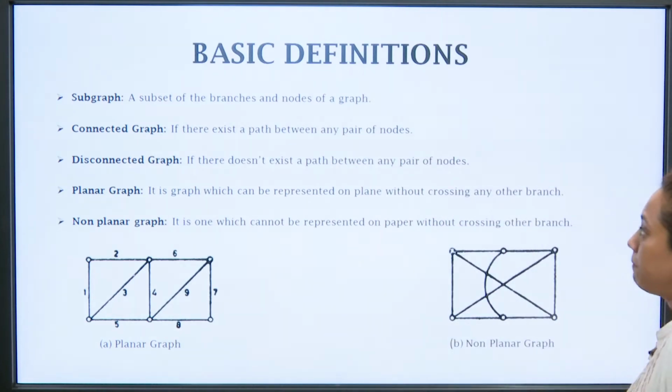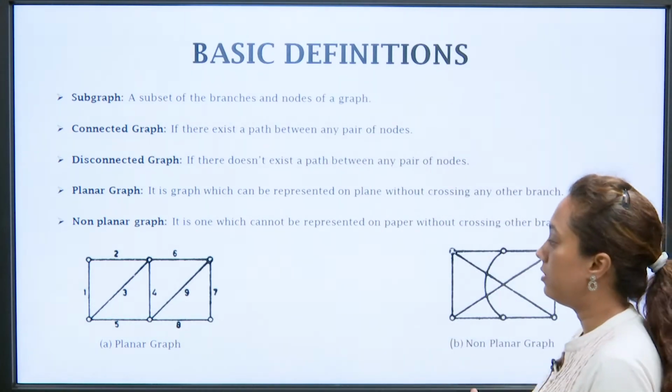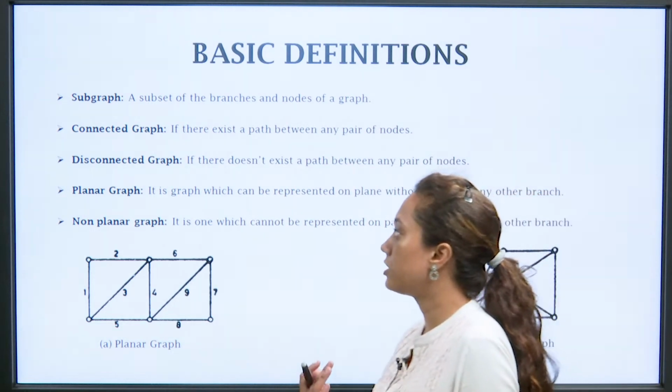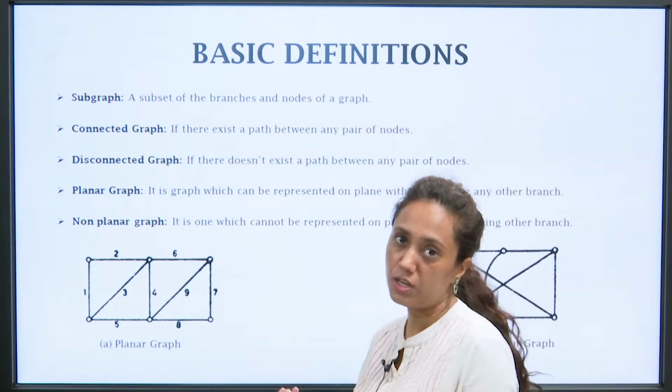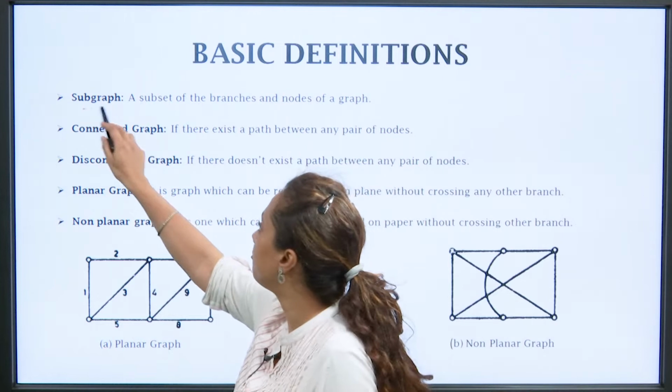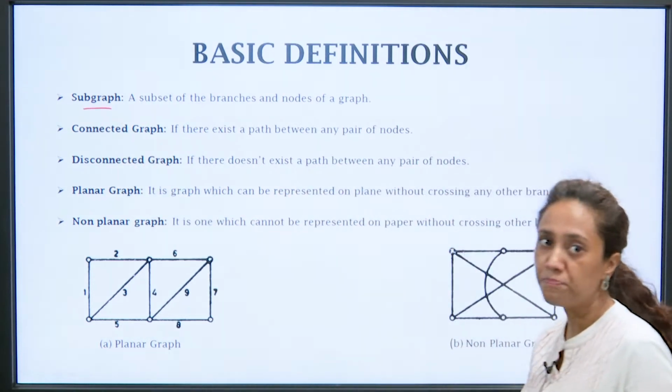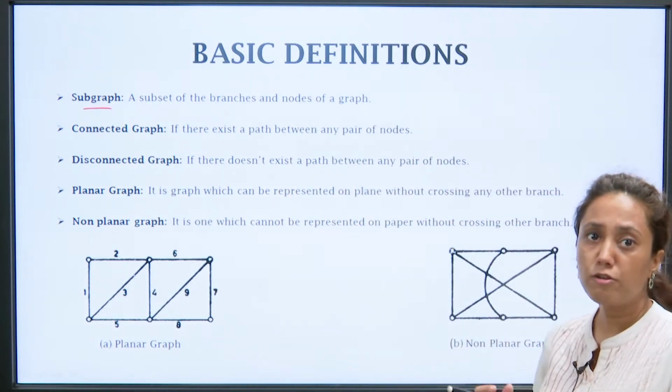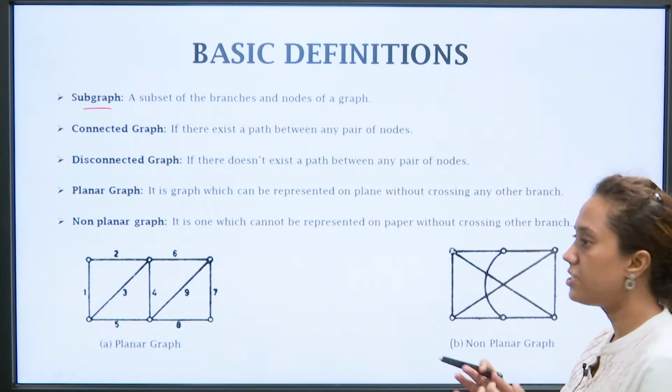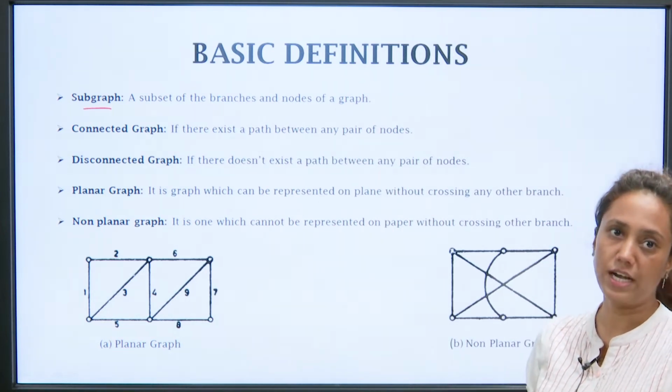Now next are some basic definitions of some parameters or terms which we are going to use in graph theory. So the first one is the subgraph. Basically a subgraph is a subset of the branches and the nodes of a graph. It is just a part of that graph which we call a subgraph.